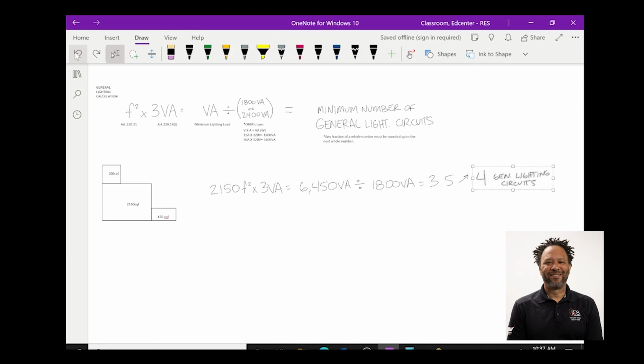Now let's do this again. This time we'll use 20 amp general lighting circuits. So once again, we have 6,450 VA after we multiply our square footage times our 3 VA. Then we're going to divide that now by 2,400 volt amps. That's using the Ohm's law, applying the 20 amp circuits by the 120 volts. And our answer now is 2.6 minimum general lighting circuits. That 0.6 we need to round up once again, and our answer is a total of 3 general lighting circuits would be minimally required at 20 amps for this home.